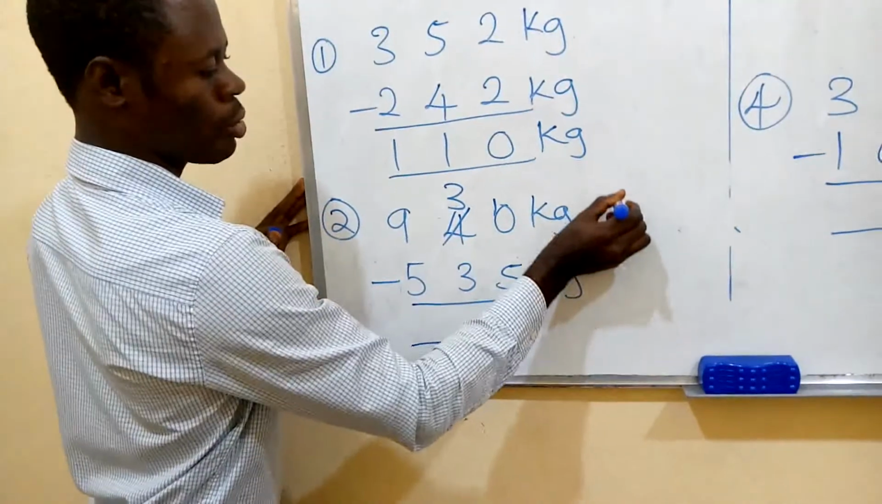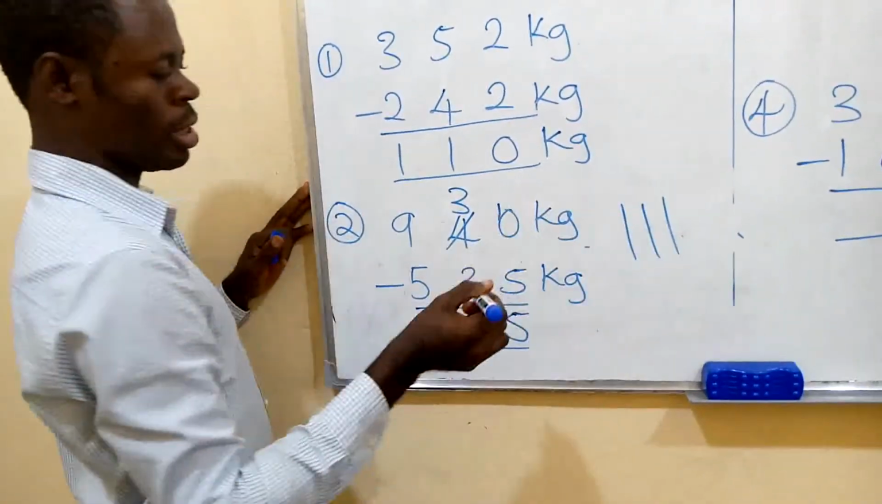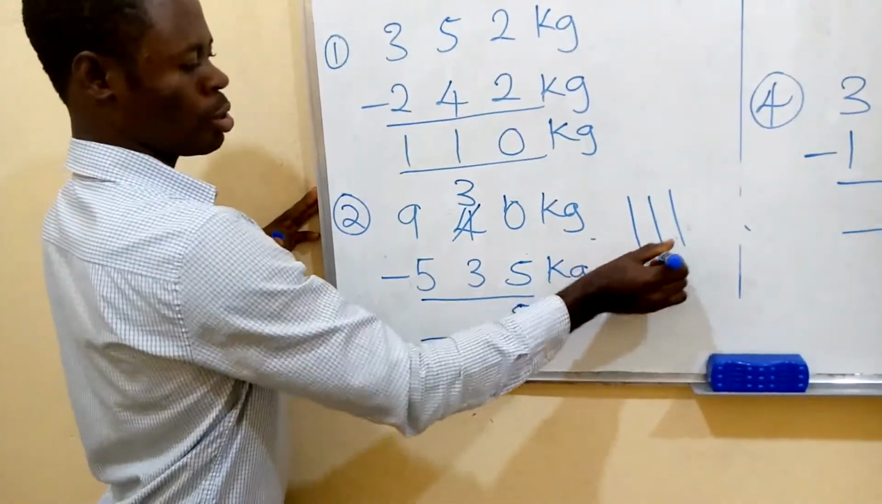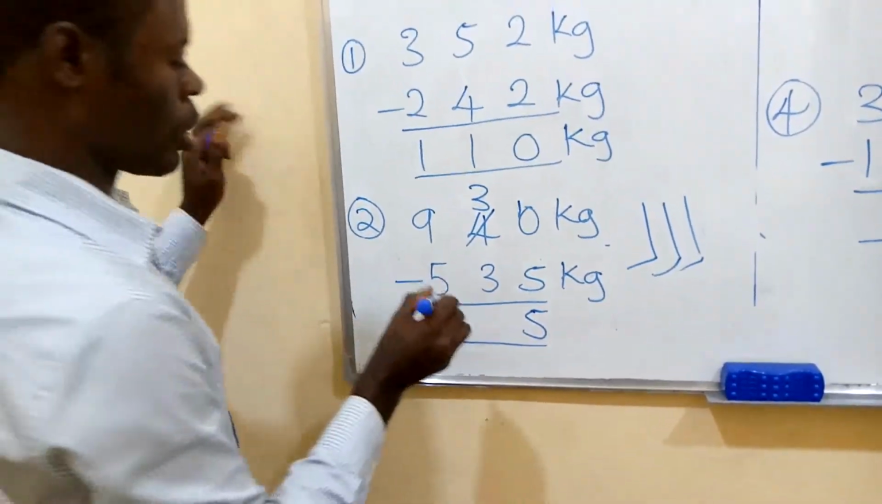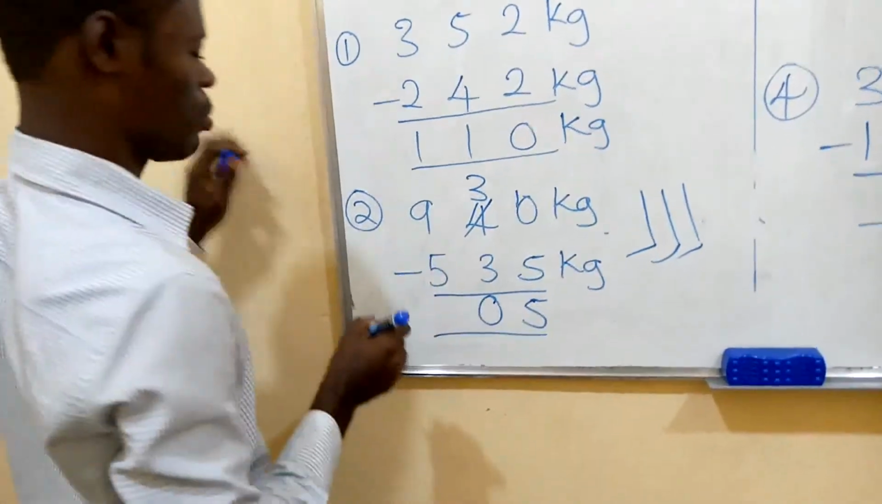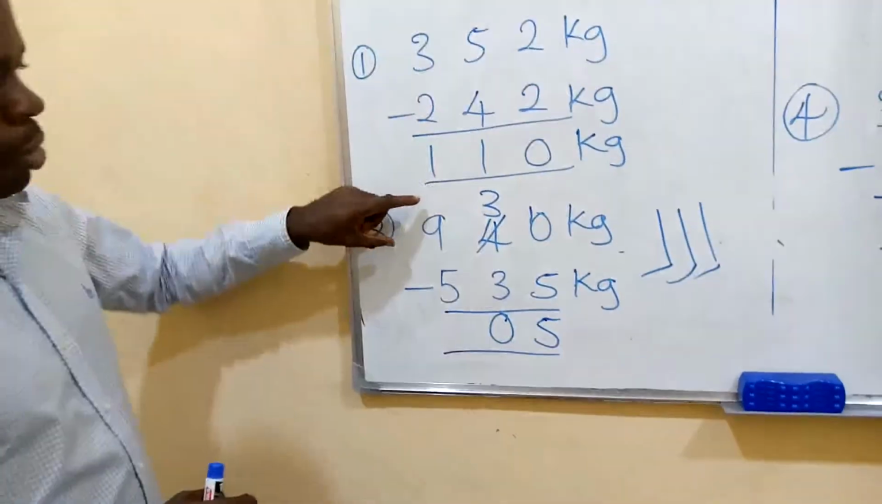So count with me. 1, 2, 3. And then we take away 3. 1, 2, 3. So what's left? Nothing. So 3 minus 3 is what? 0. Alright. Then we move to the tens column.